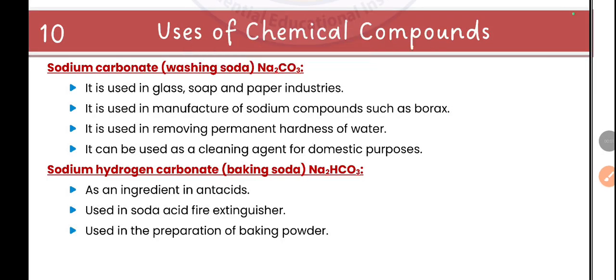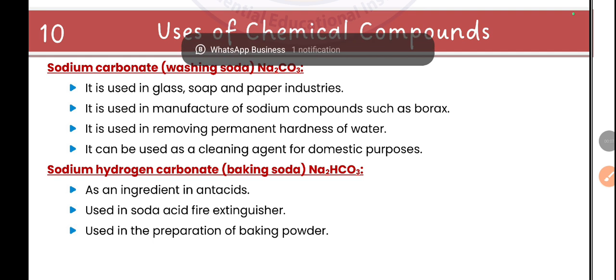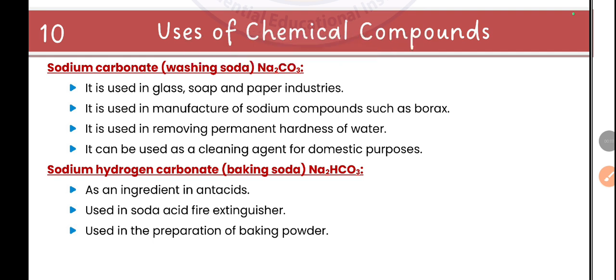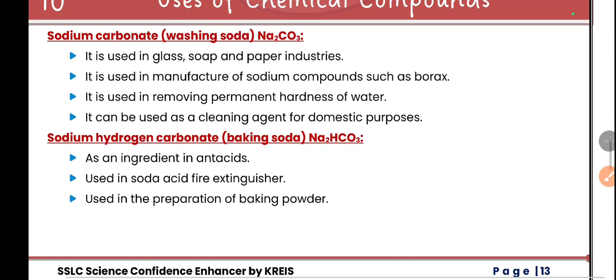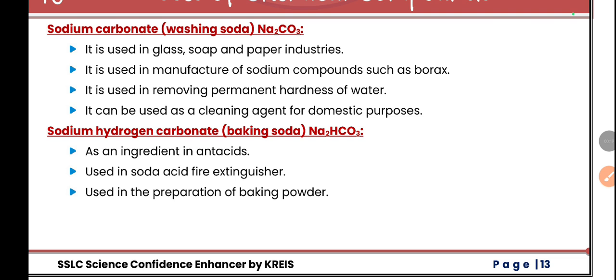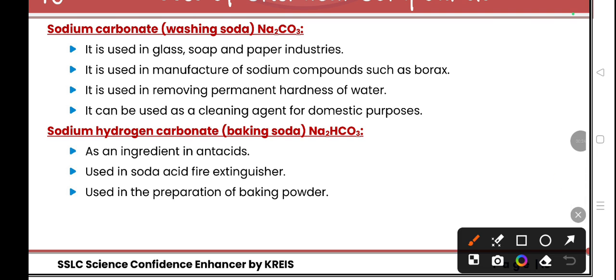SSLC Science passing package or scoring package. Very important uses of chemical compounds today we are going to discuss. So let's start. First one, sodium carbonate, that's also called washing soda. Its formula is Na2CO3. Then uses of washing soda.